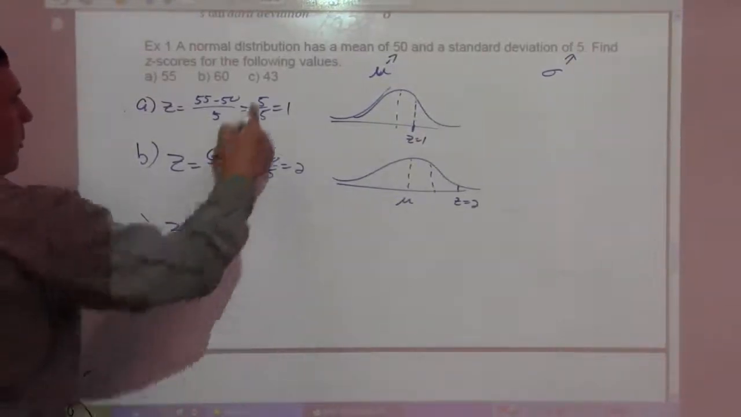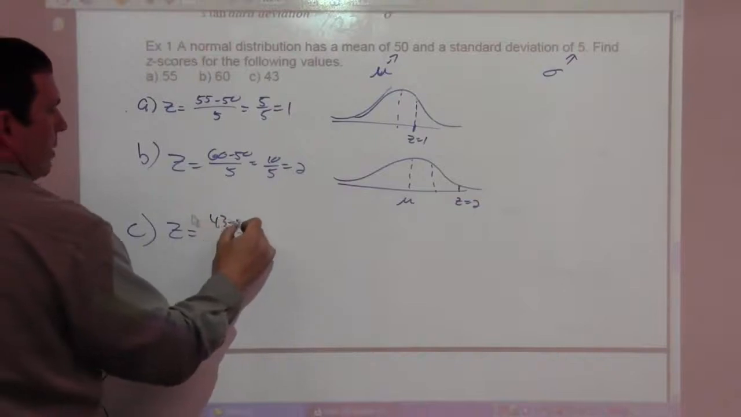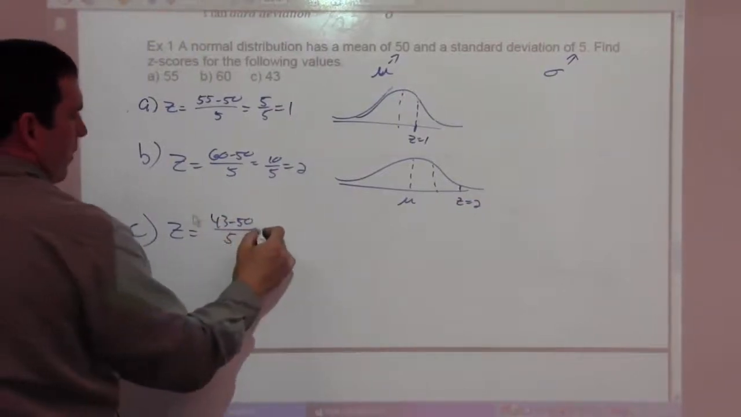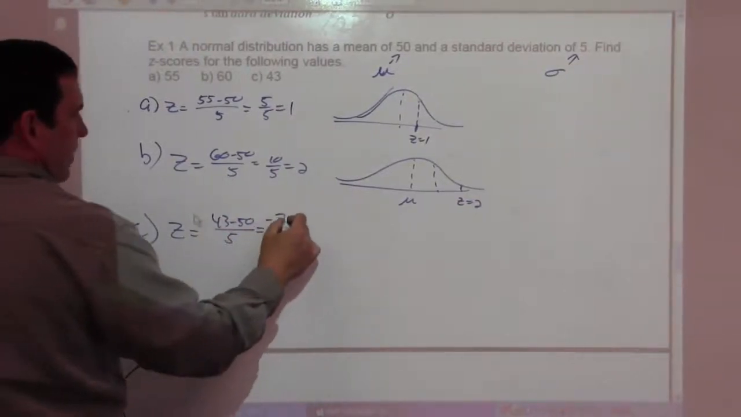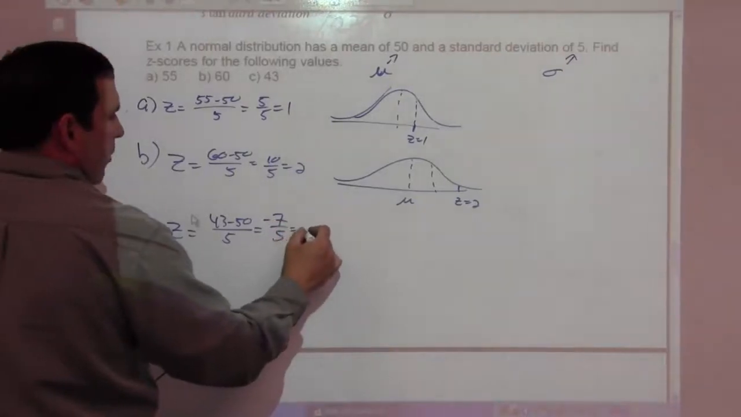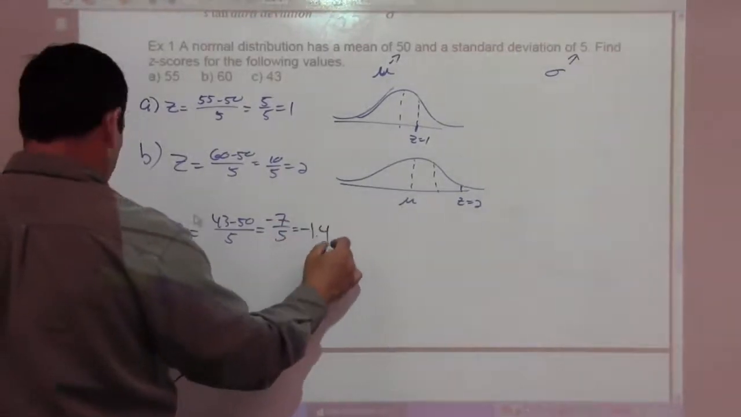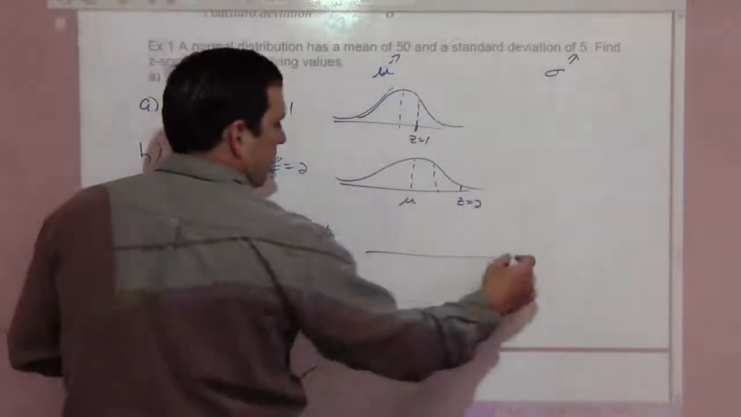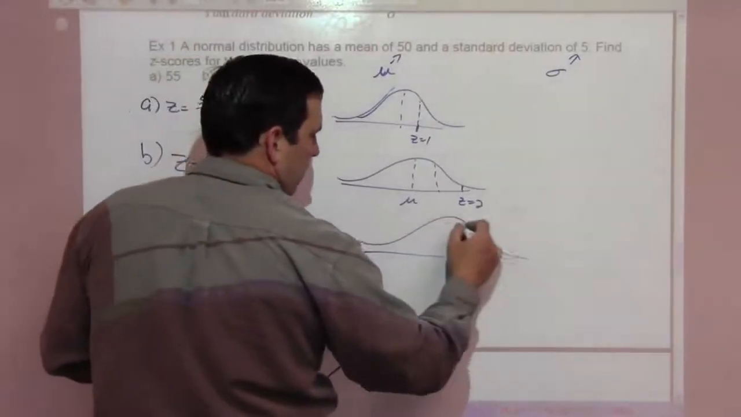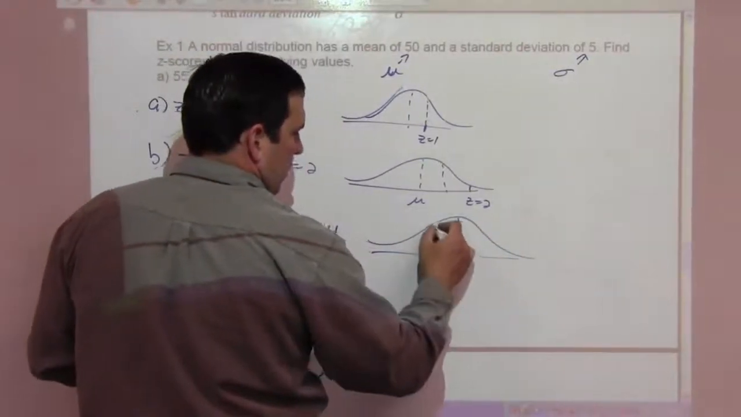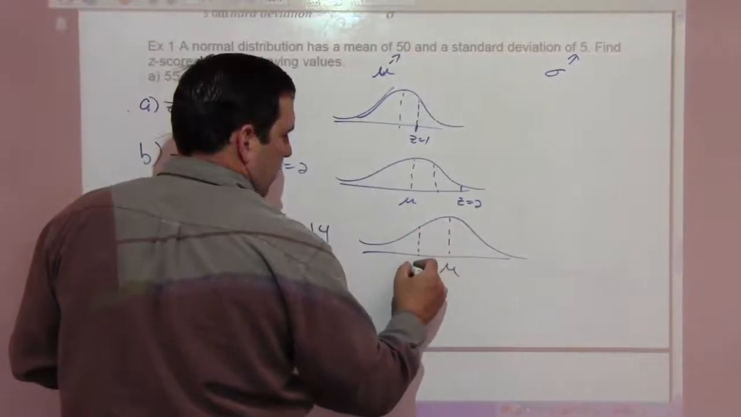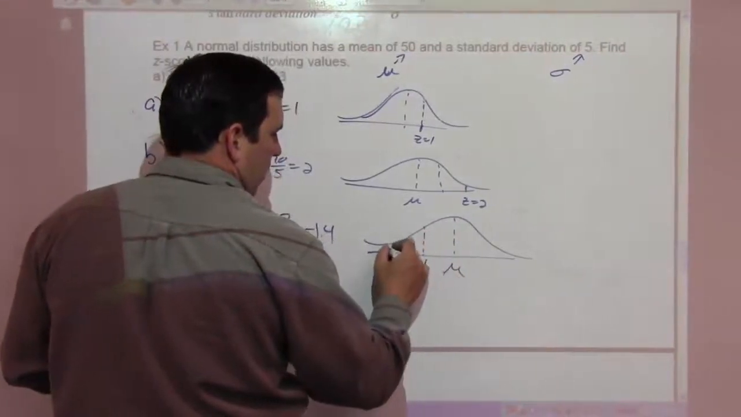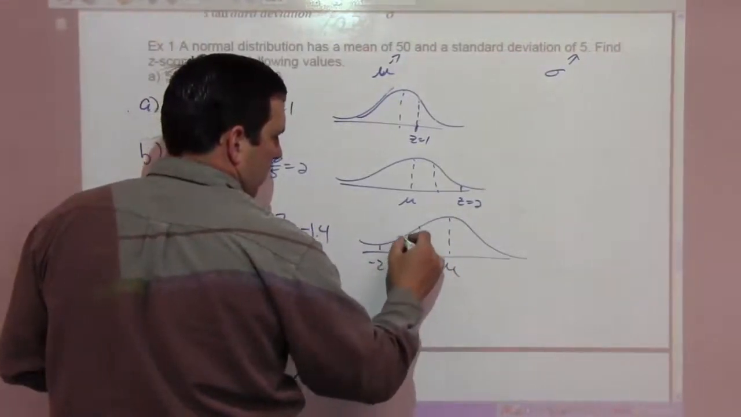And for C, Z is going to be what? It's 43. So it's 43 minus 50 over 5. That's going to be negative 7 over 5, which is negative 1.4. So here's your 1 standard deviation. This is -1. Here's -2, so it's going to be right about here.